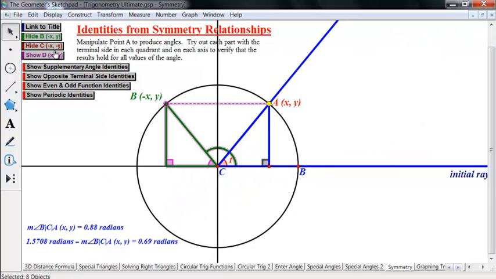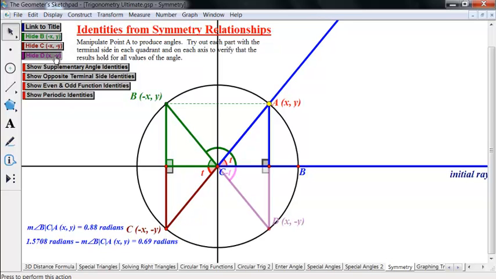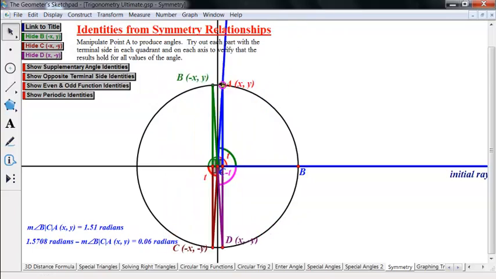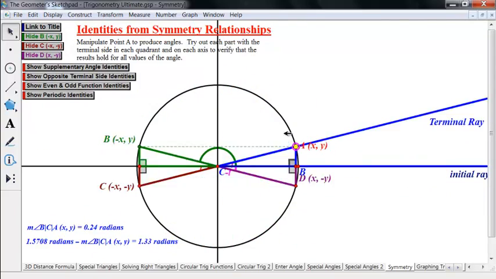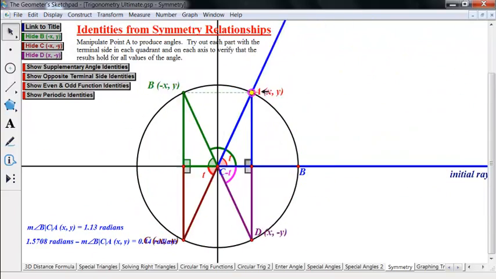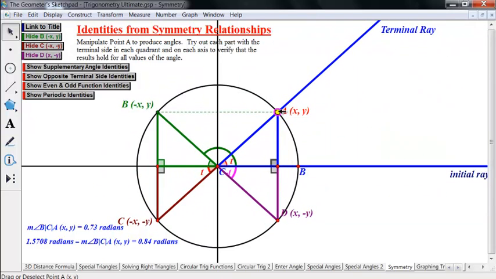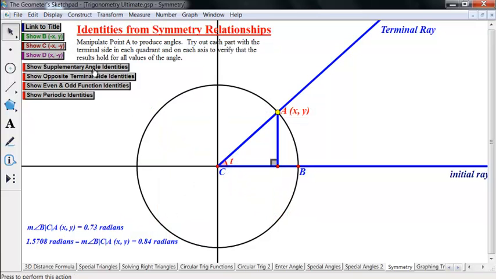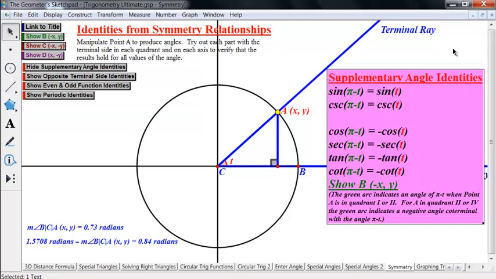But if you look at all four of these situations, because of the symmetry involved, you're going to get congruent reference triangles there. So, this is going to lead us to some identities. The first one I'm going to look at are supplementary angle identities.